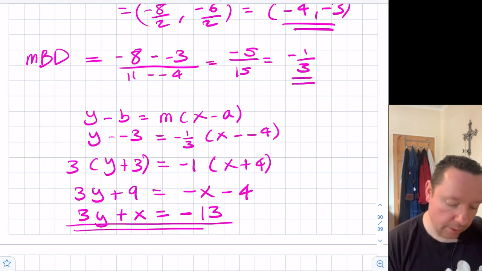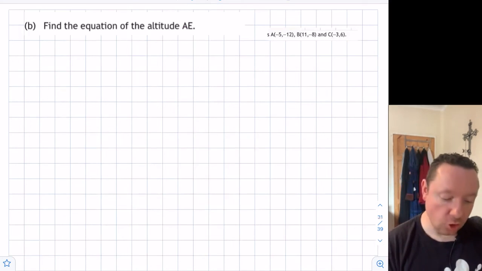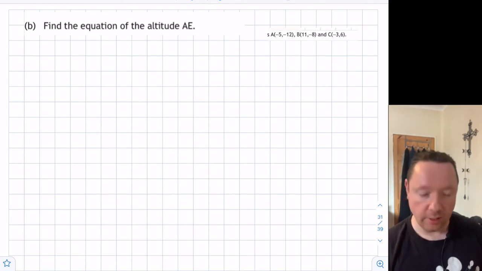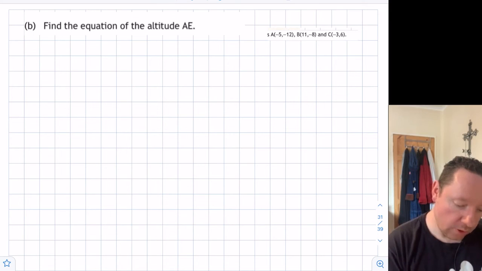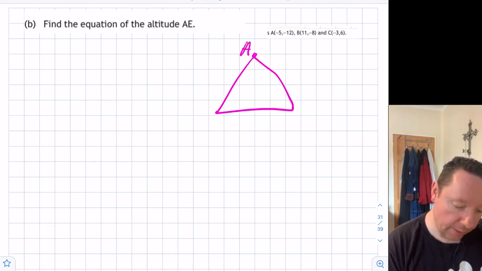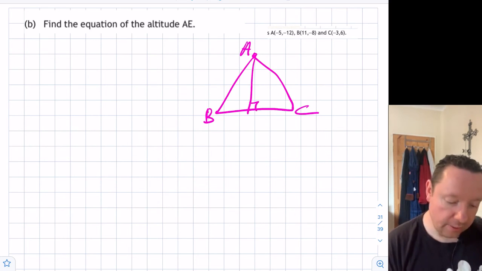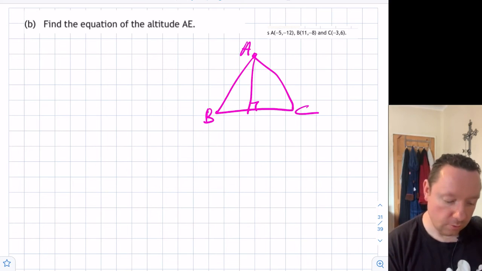And there's part A done. Part B says find the equation of the altitude AE. So I've made up a point called E, that's irrelevant. We want the equation of the altitude from A. So drawing a little sketch, I just want to get an A, B and C here. I'm realising that if I draw that down, it is the gradient of BC I need to find the perpendicular of the altitude, and I've called this point E.